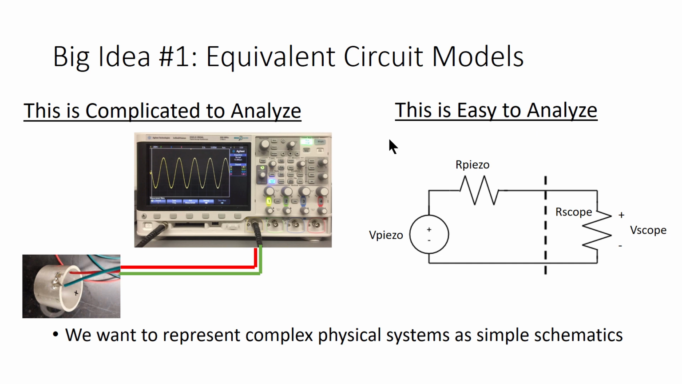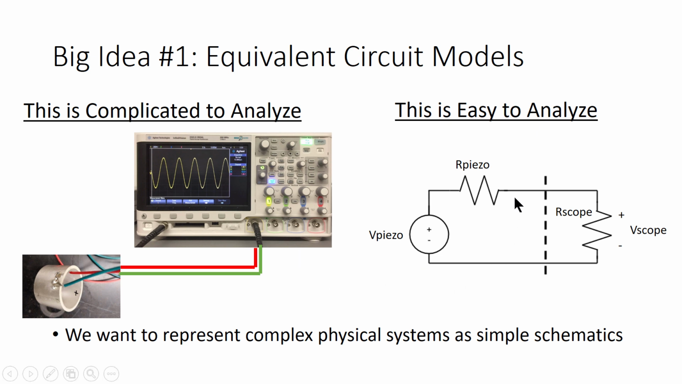And over the next several videos, I'm going to give you simple models for tools that you use in the lab, multimeters, oscilloscopes, etc. So to be super explicit, in this equivalent circuit model, the oscilloscope has been replaced by a resistor and an ideal voltage measurement. The ideal voltage measurement is denoted by the plus and minus V scope. And because we're representing the scope as a resistor, we'd often call this resistance, the R scope in this picture, the input resistance of the oscilloscope, or the load resistance of the oscilloscope.